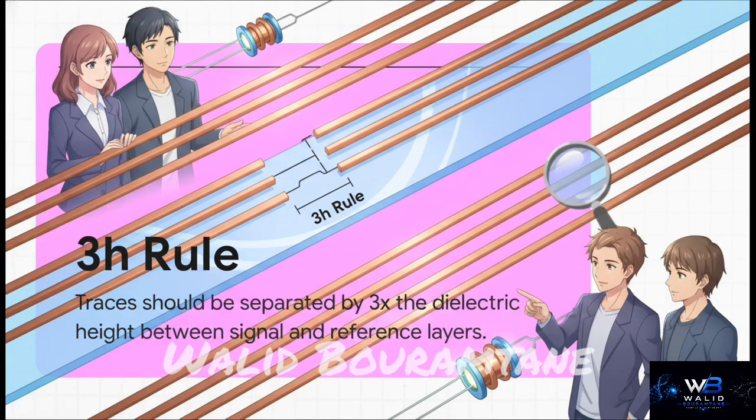So, the 3H rule dictates that traces should be separated by at least 3 times the height of the dielectric that sits between the signal layer and the next ground or reference layer. Stick to that, and you'll save yourself a lot of headaches.